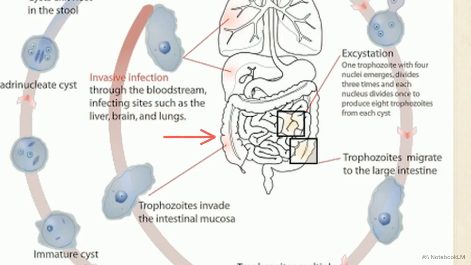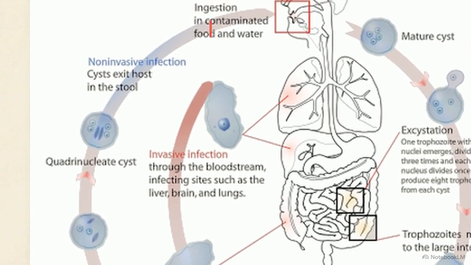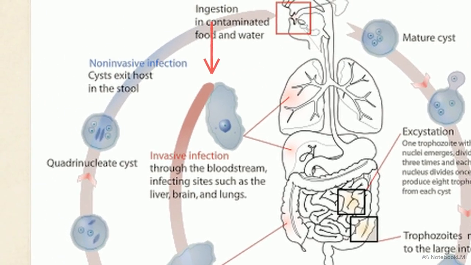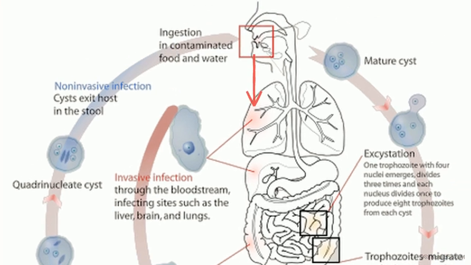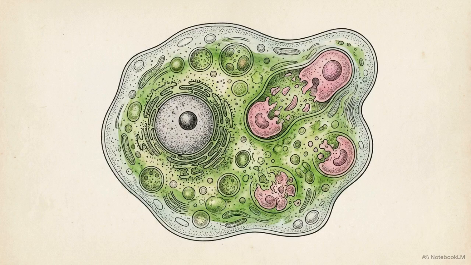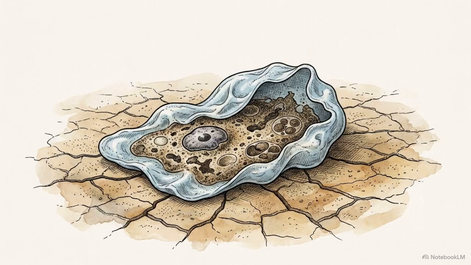If multiplying trophozoites breach the local intestinal mucosa, they enter the host's bloodstream. Following the invasive pathway upward shows secondary infection sites. The pathogen can travel to the liver, lungs, or brain, producing lethal abscesses. The trophozoite's internal chemistry is entirely optimized for biological extraction and tissue destruction. However, this active form is incredibly fragile and cannot survive exposure outside the host.